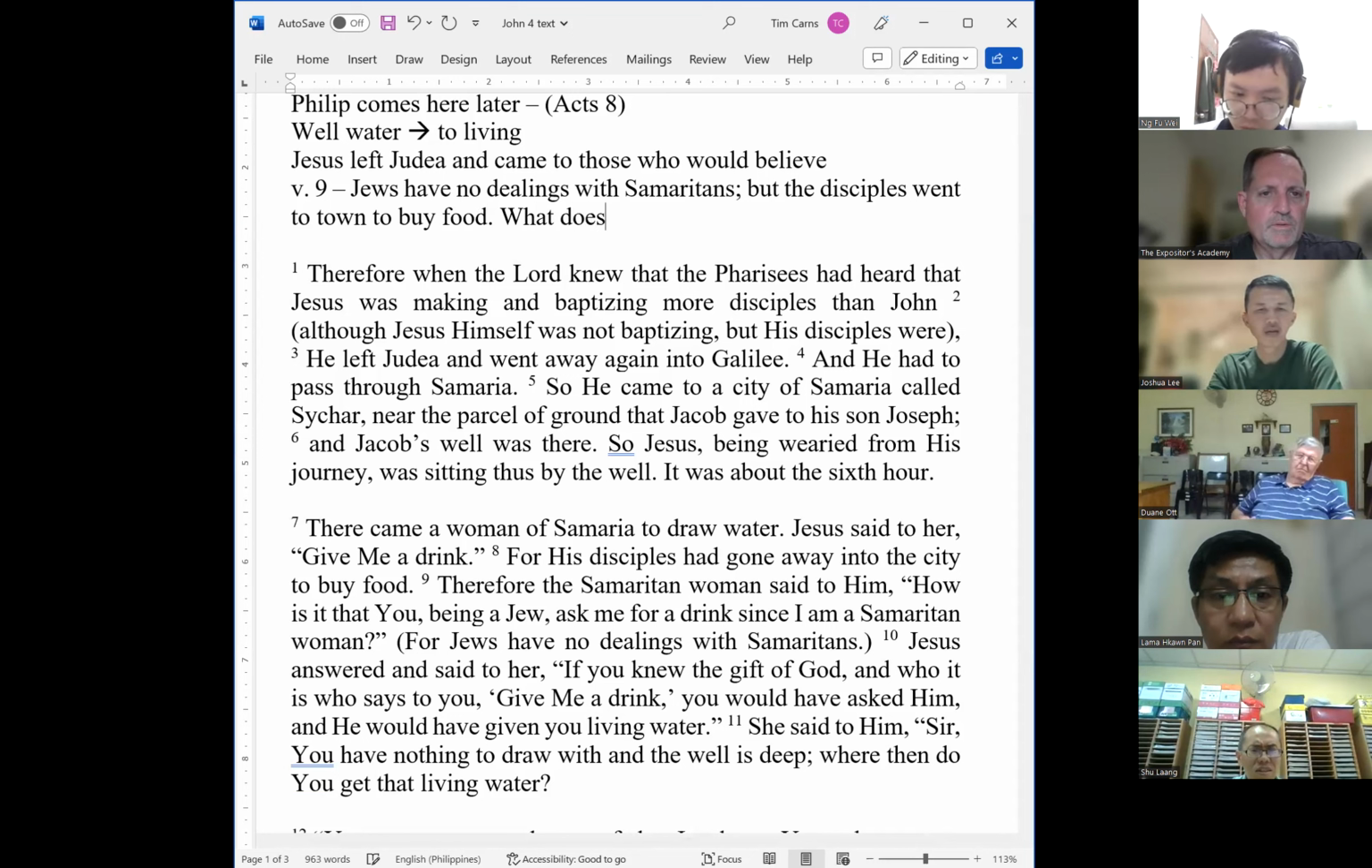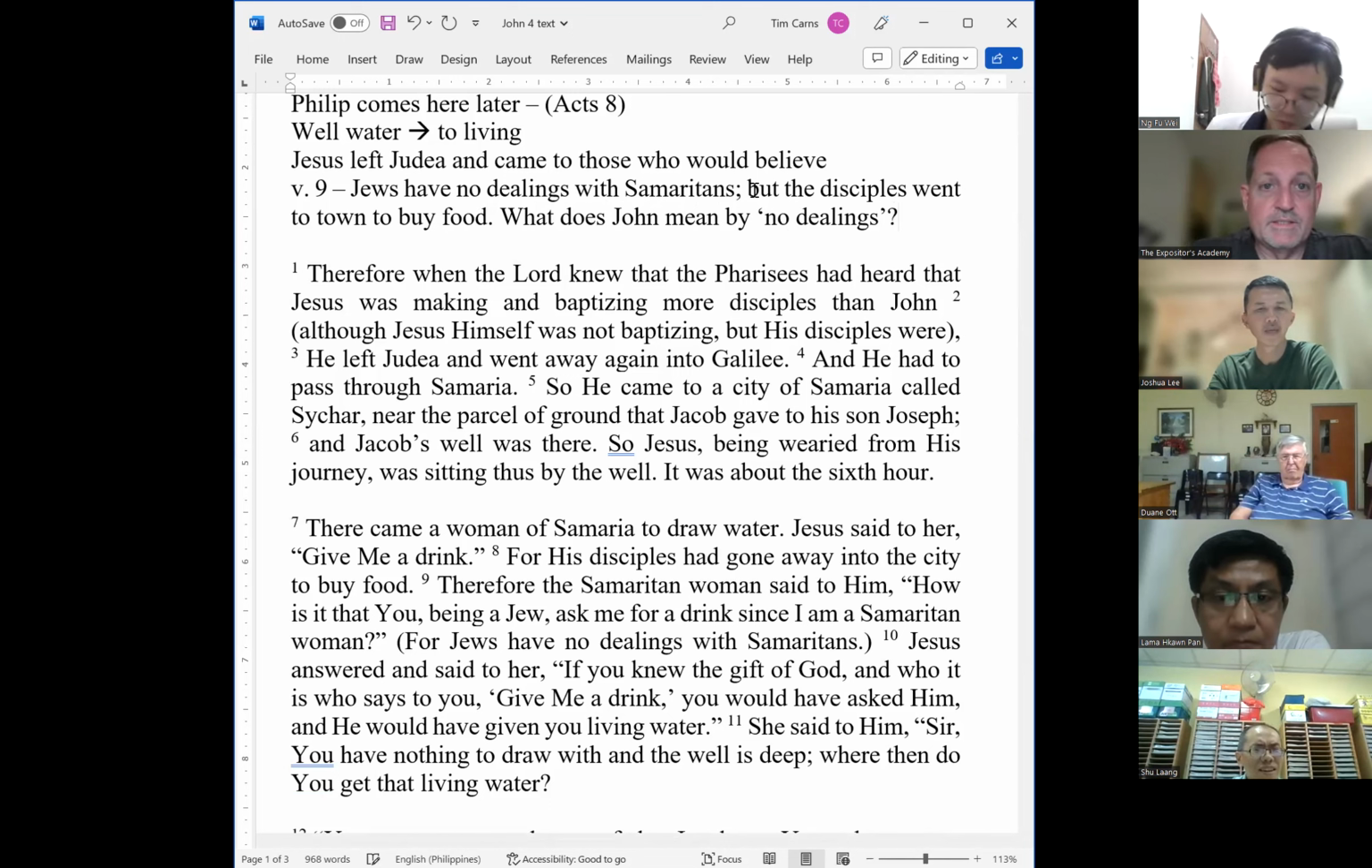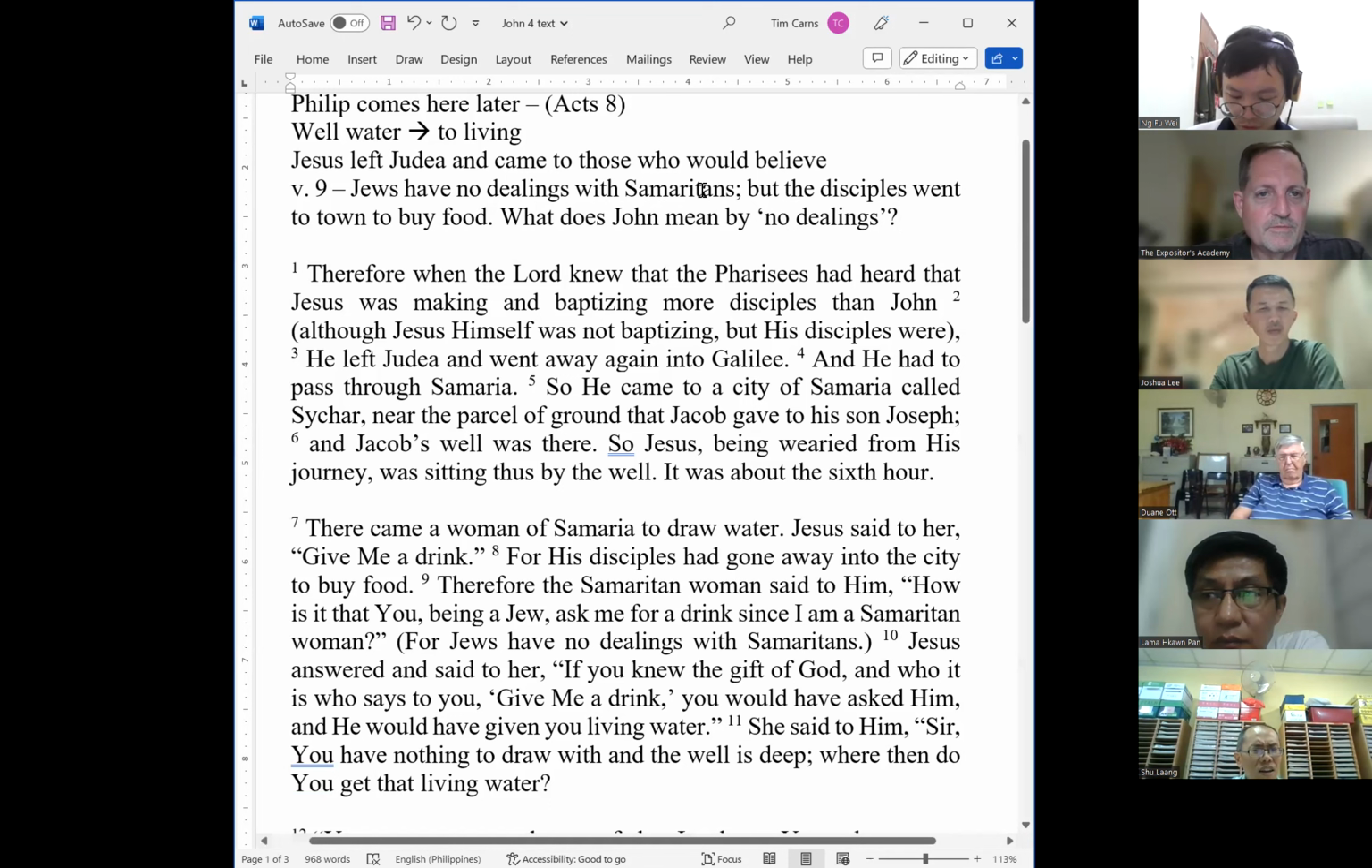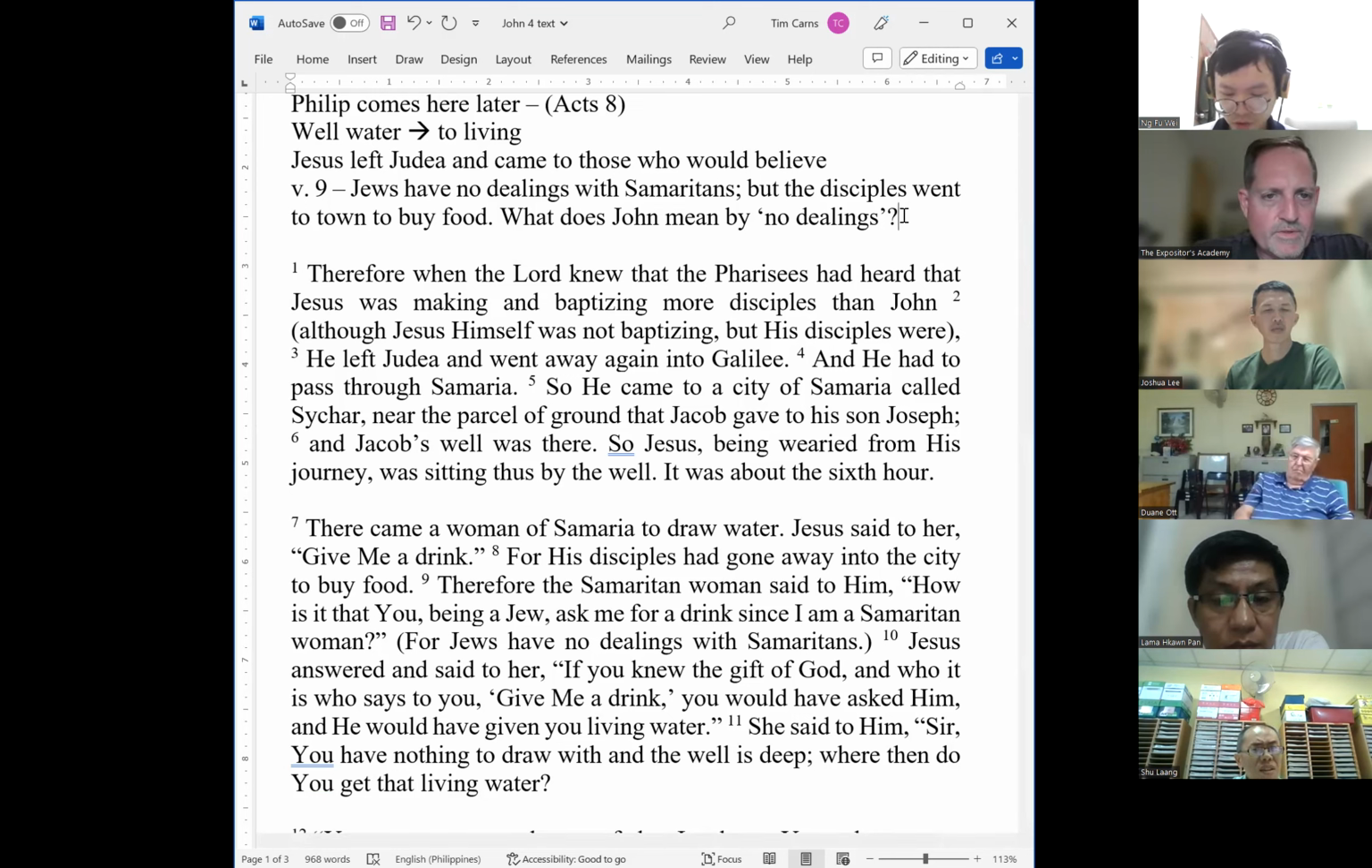So maybe, what does John mean by no dealings? Yeah, I think that's a question I would have, because maybe that word dealings has a different idea, because it seems like in verse 8 they do go to see them, but then verse 9 says they don't have dealings. So it's a good question. Great. Any other things that stick out to you guys just from the story overall?